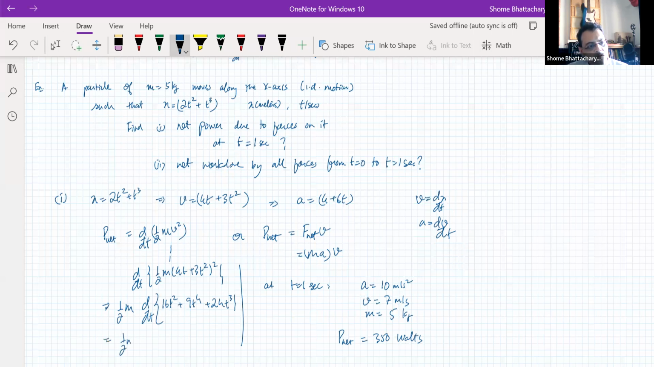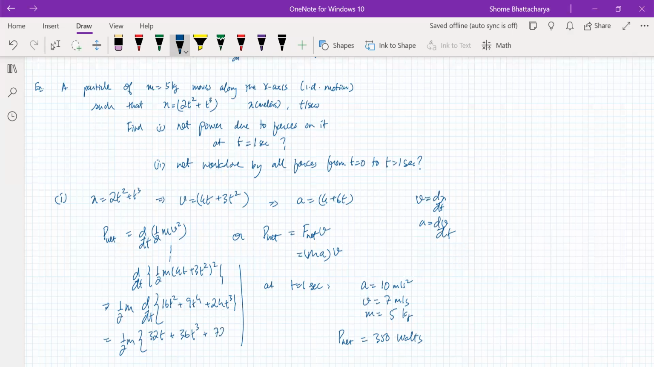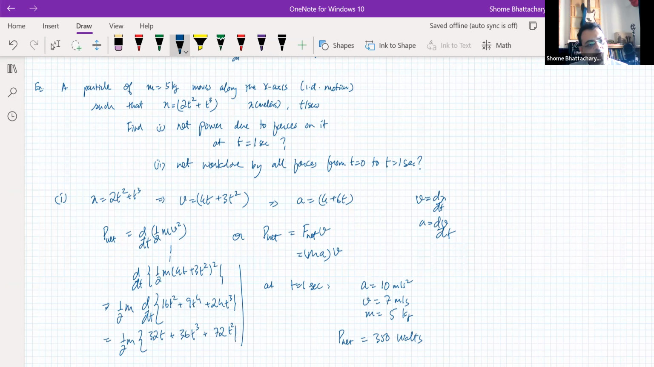So it's half m into 32t plus 36t cube plus 24 into 3. That's how much? 72 t square. So this is the instantaneous power as a function of time. So now we'll just substitute t equal to 1 second in that.